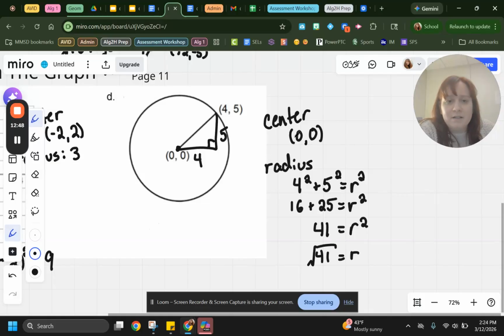So we have center at 0, 0. X minus 0 squared is the same thing as x squared. Y minus 0 squared is the same thing as y squared. And this will equal r squared, which is just 41.